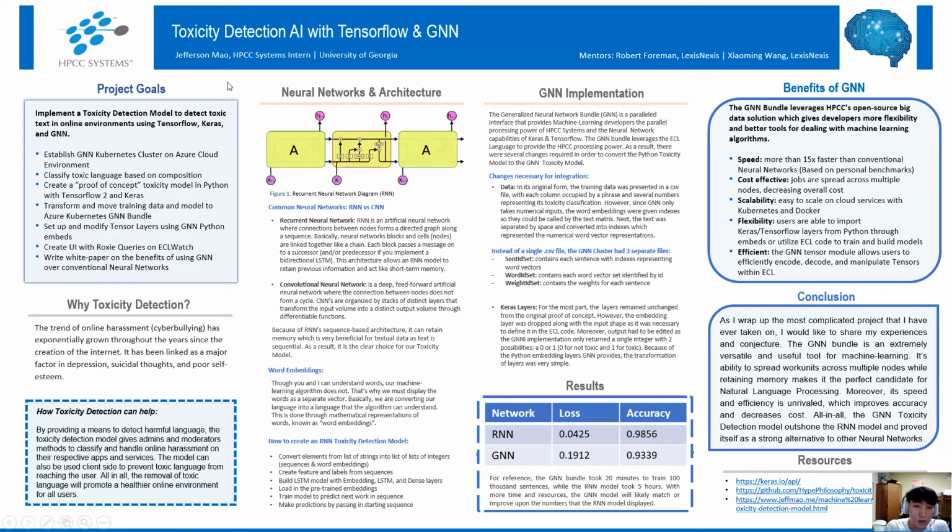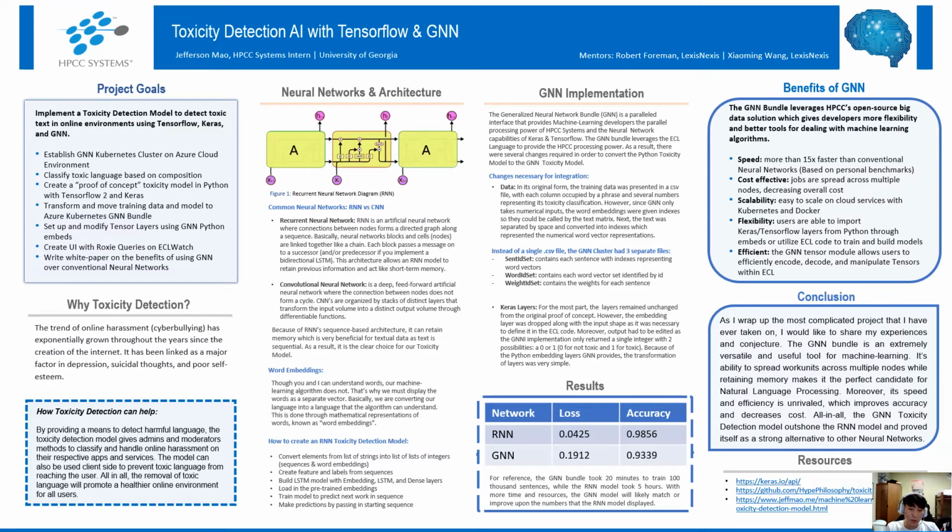Next, we move on to the neural networks and the architecture. So generally there are two common neural networks, known as RNN and CNN. RNN is the recurrent neural network, which is an artificial neural network where connections between nodes are formed through a sequence. Basically, blocks and cells, also known as nodes, are linked together like chains, and each block passes a message to a successor. Now, this architecture allows an RNN model to retain previous information and act like short-term memory.